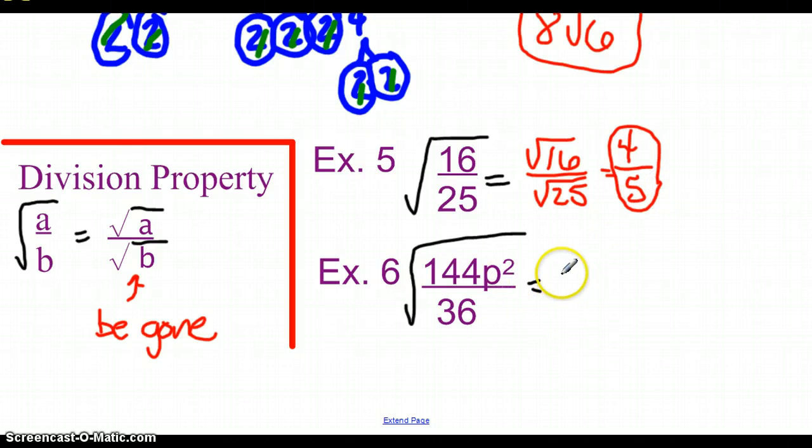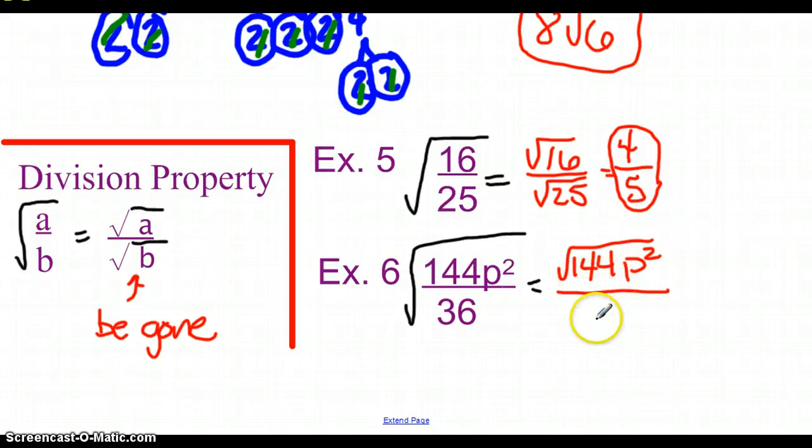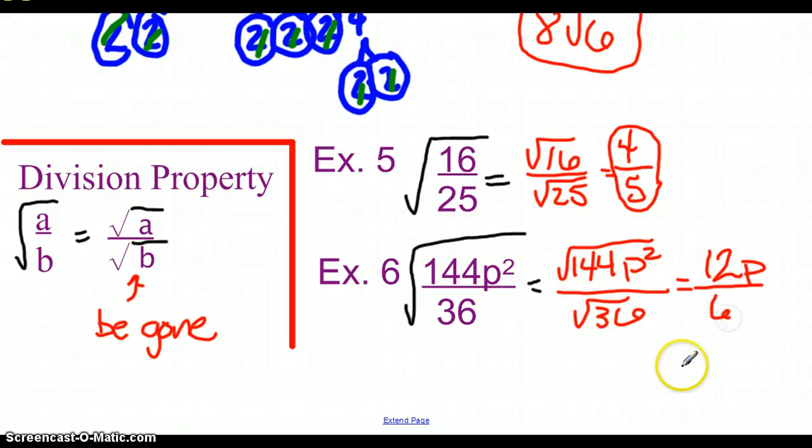Now in this one, I can see the same thing. The 144 is a perfect square, and I don't know if you realize it, but p squared is actually a perfect square as well. It's p times p. And 36 is a perfect square. So on the top it's going to be 12p. On the bottom, the square root of 36 is 6. So 12 divided by 6 is 2, so it's going to be 2p.